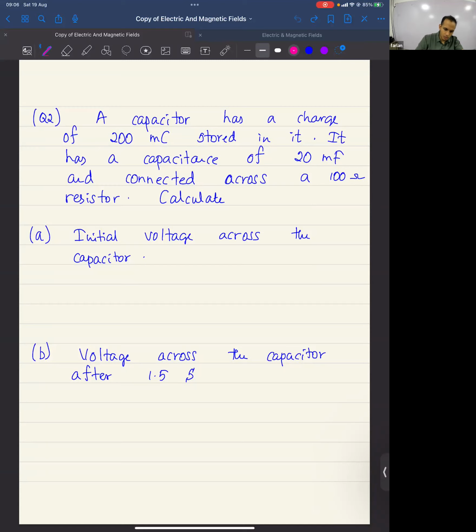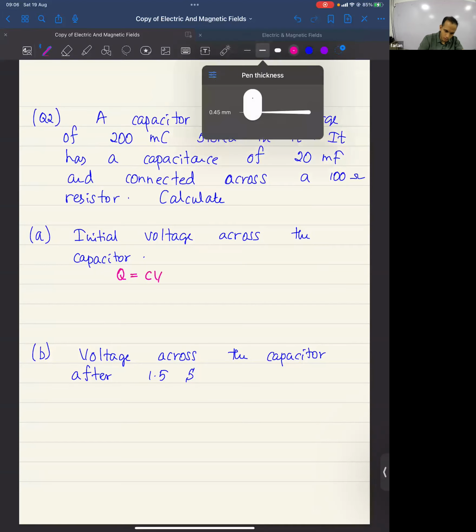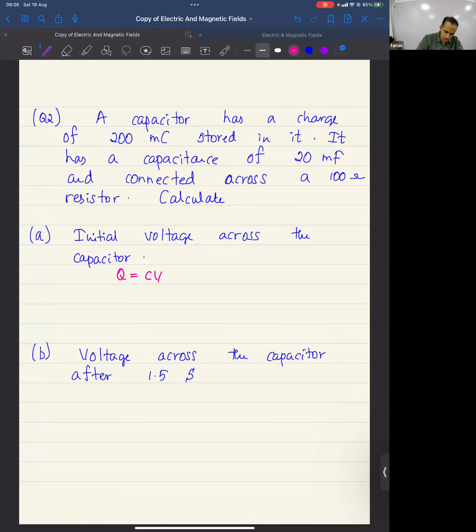So for the initial voltage, I can use Q equals CV. Initial charge stored is 200 millicoulombs, which is 200 into 10 to the power minus 3. C is 20 millifarads, which is 20 into 10 to the power minus 3, into the V. So V equals 10 volts. Initial voltage across the plates of the capacitor is 10 volts.